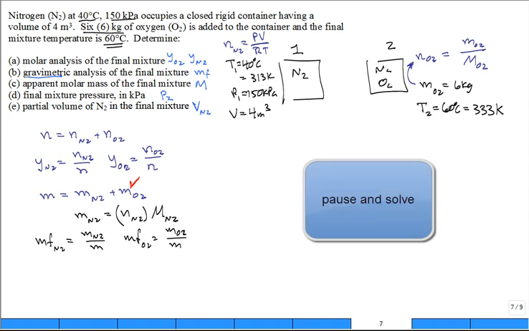How about the apparent molar mass of the final mixture, cap M? How about I pause and walk around a little bit, see where you're at.